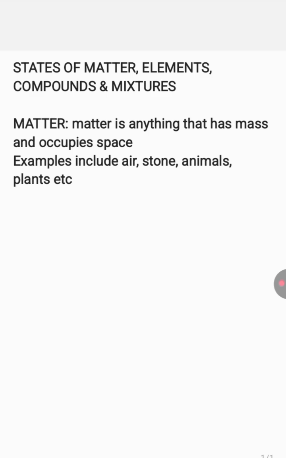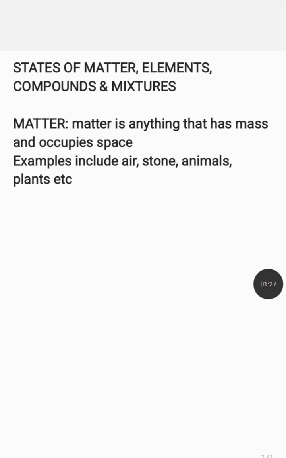Examples of matter include air, stone, animals, plants. Other examples include house, bed, every other thing. However, take note, light, that is photon or electromagnetic wave, is not matter. It does not have mass, even though it occupies space. For it to be matter, it must have both mass and occupied space together. It cannot have one value and disregard the other.